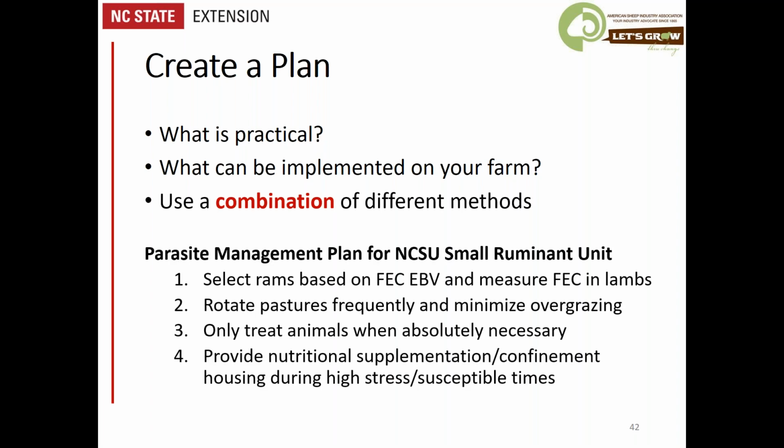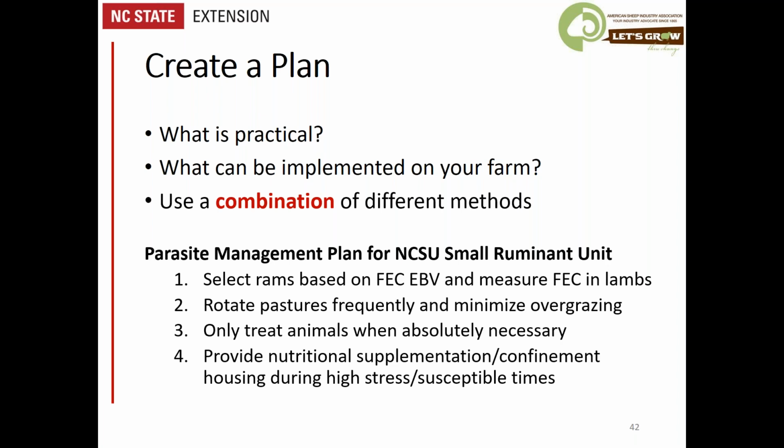Just as an example, here at NC State, our small ruminant unit's parasite management plan includes selection of rams based on the fecal egg count EBV. We measure fecal egg counts multiple times in all of our lambs and identify those more parasite resistant individuals. We rotate our pastures frequently and minimize overgrazing. We're not moving pastures every day, but on average, we probably move a couple times a week. We only treat those animals when absolutely necessary.